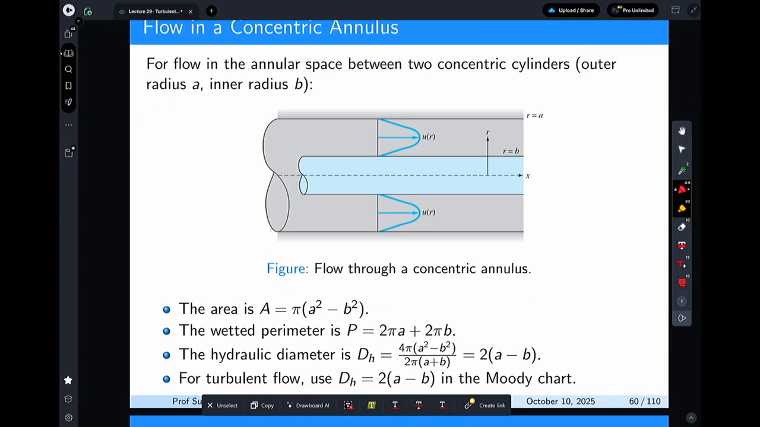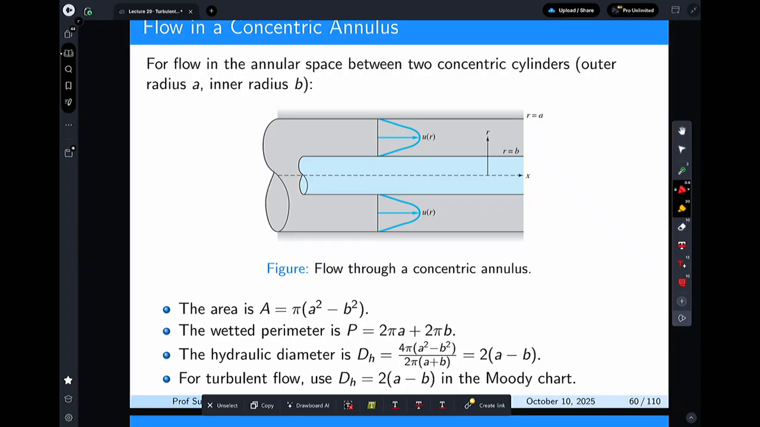A common sort of issue is annuluses. So you have a pipe within a pipe, and if the inner pipe has radius A and the outer pipe has a radius of B, you're going to find that the area is A squared minus B squared times pi, just the difference in the circle areas.